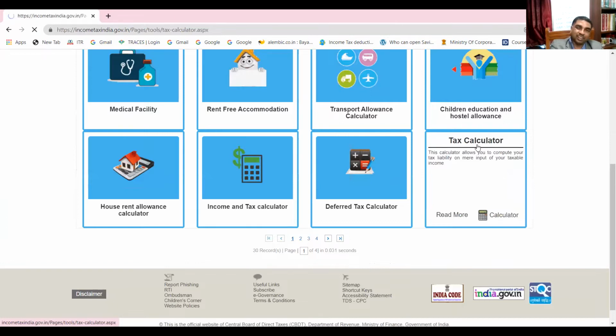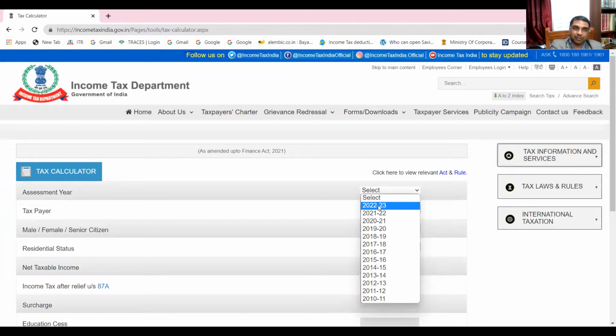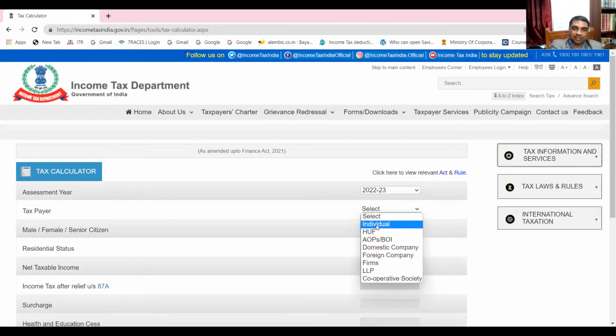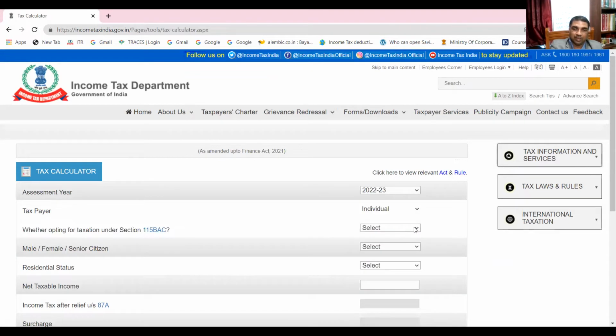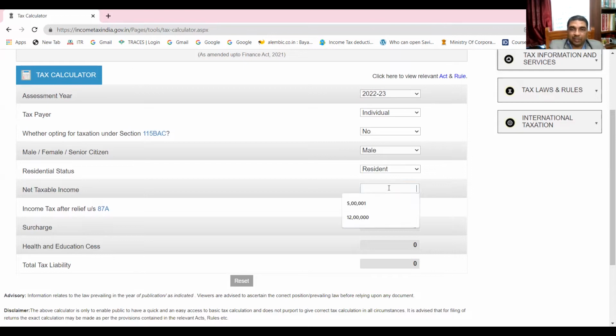Let me show you this tax calculator again. Same thing, I'm taking you to assessment year 22-23. My taxpayer is an individual. You can take male, and for residential status, you see resident. Now, let us say total income, I'm showing you here 48 lakh.